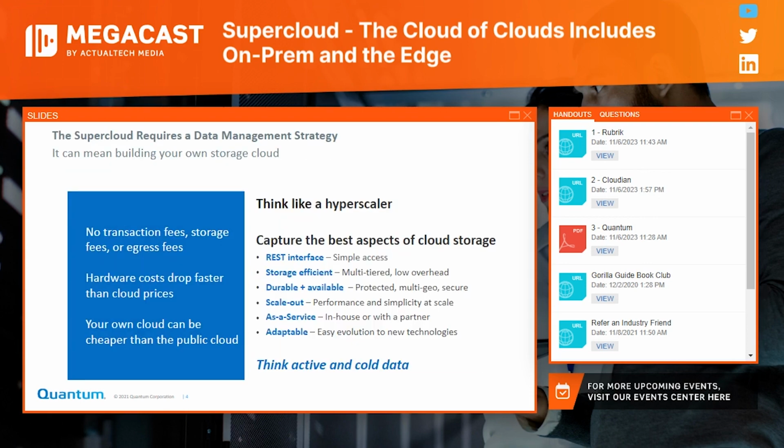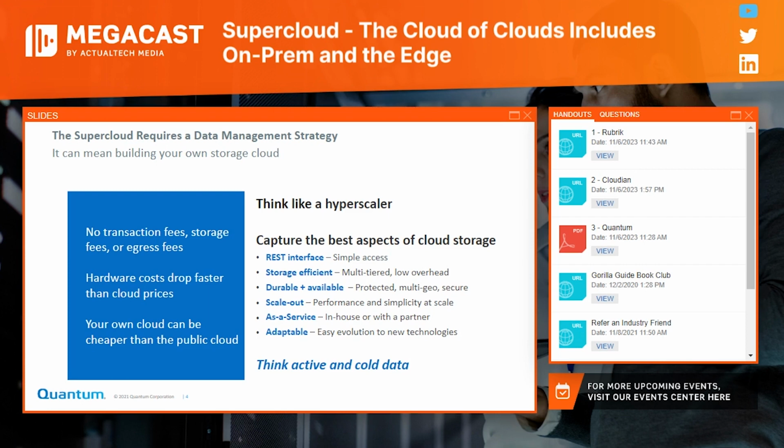The first thing I would say with Supercloud is that it requires a data management strategy. When we're thinking about data being distributed across multiple clouds, edge devices, and core infrastructure, there's a certain element of data gravity that forces data to be close to the processing center in which those workflows are being processed and analyzed.